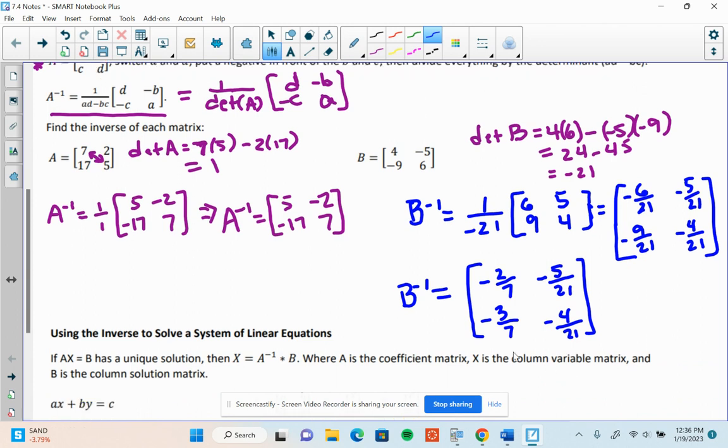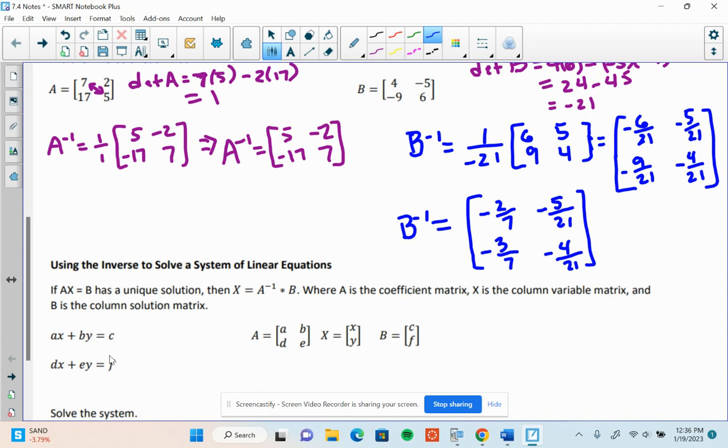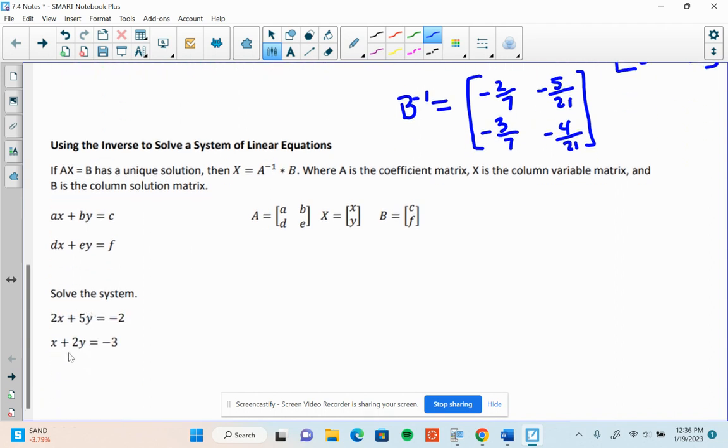That's B inverse. Now, what we're going to do for the remainder of this video is talk about how to use the inverse to solve a system of linear equations. So let's talk about how that works. So what we're going to do is write this system of equations. So here's our system. We're going to write that system of equations in terms of matrices. And in terms of matrices, what it looks like is A times X equals B, where A is the coefficient matrix.